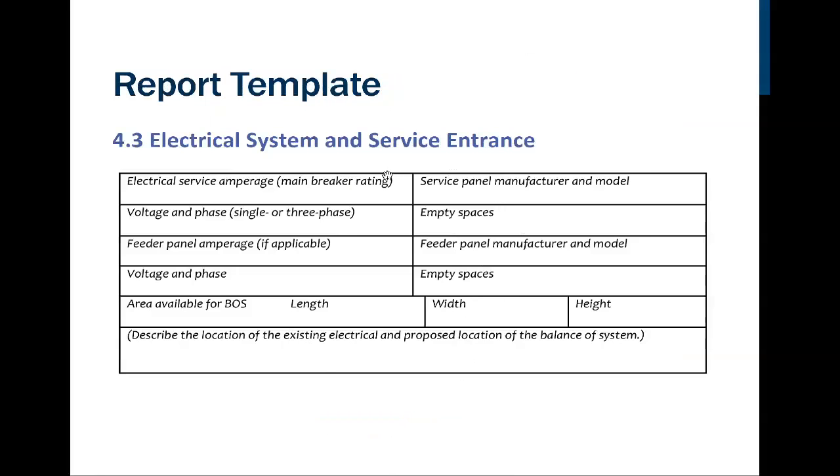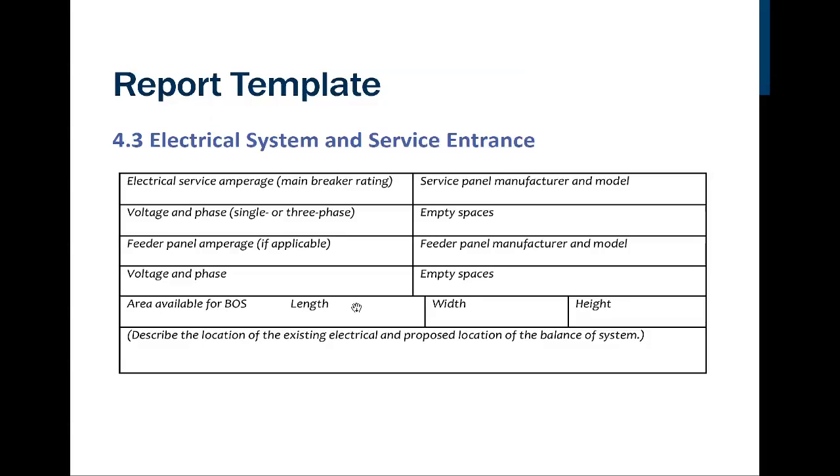So in the report, we have to put down what the amperage is. We have to put down who the service panel manufacturer was. Is it Square D? Is it a model QO? What model is it? What is the voltage and phase, single or three-phase? Are there any empty spaces? The feeder panel, it could be that we have a main circuit disconnect and then it feeds into a feeder panel. So that's why it says if applicable. If you don't have a feeder panel that feeds off of the main panel, then you can skip that part.